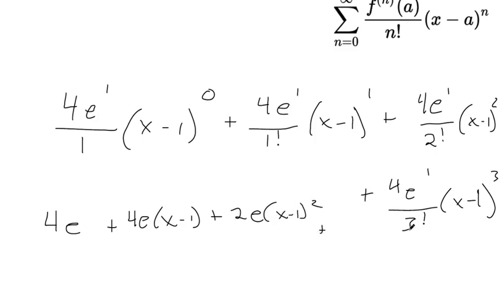And then 3 times 2 is 6. 6 times 1 is 6. So this is 4 sixths, or 2/3 e times x minus 1 to the third. So there, now we're done.